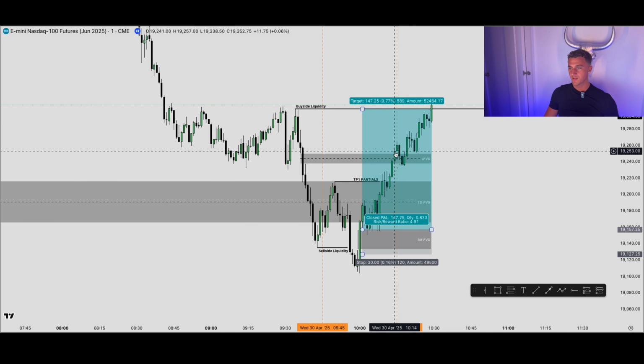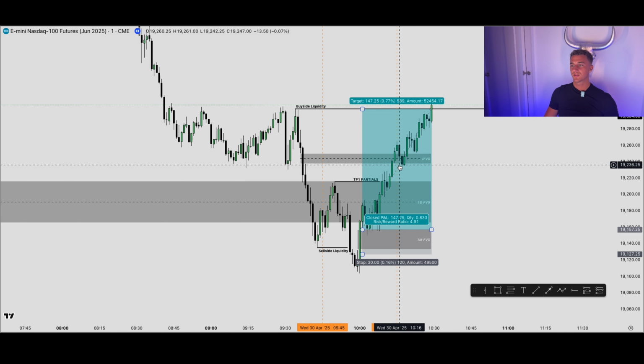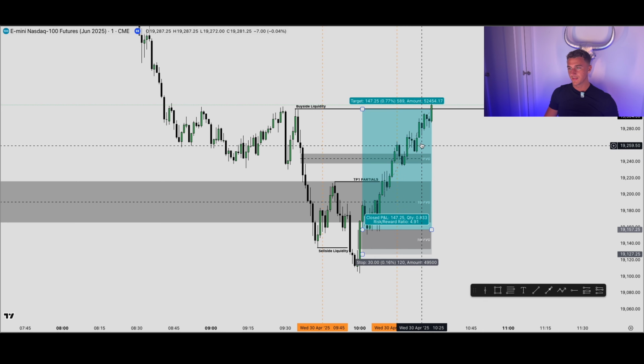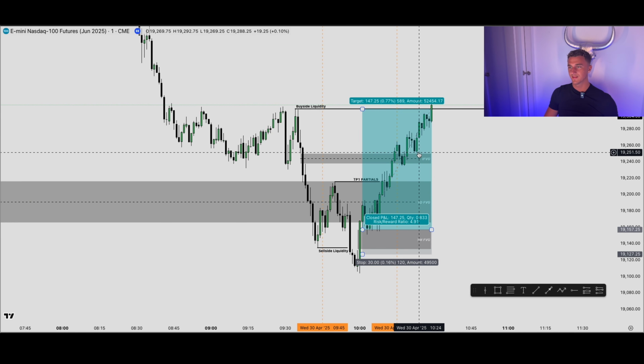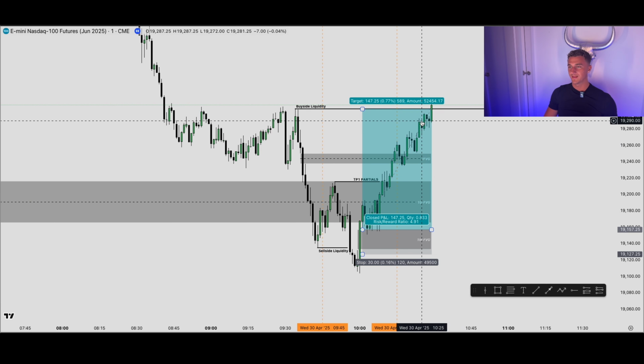Price ended up pushing higher, and I just kept on trailing my stops. Okay, so once that next high gets broken, I trail my stops to that swing low. Same thing again. Once that next high gets broken, trail stops again to the next swing low. And eventually we ended up hitting TP for over 147.25 handles on NASDAQ, which is absolutely insane.